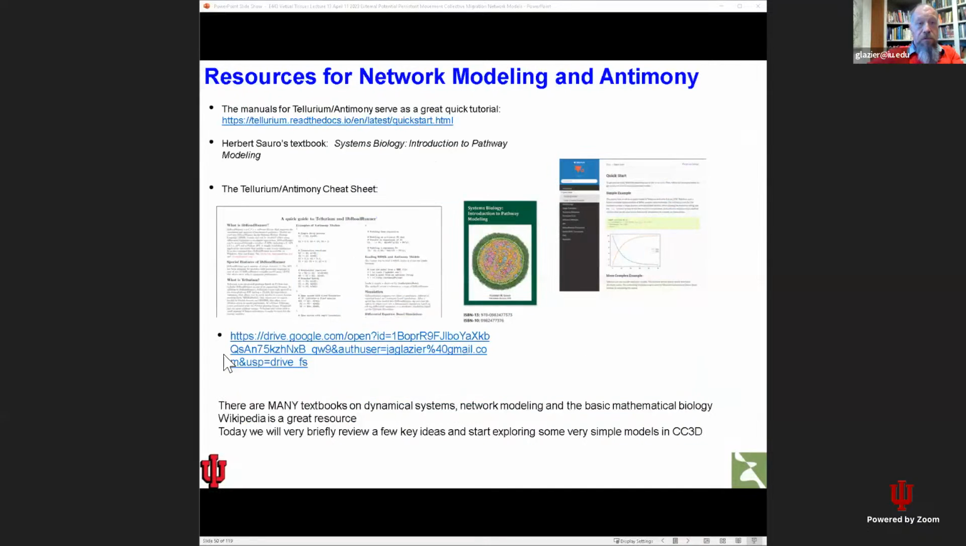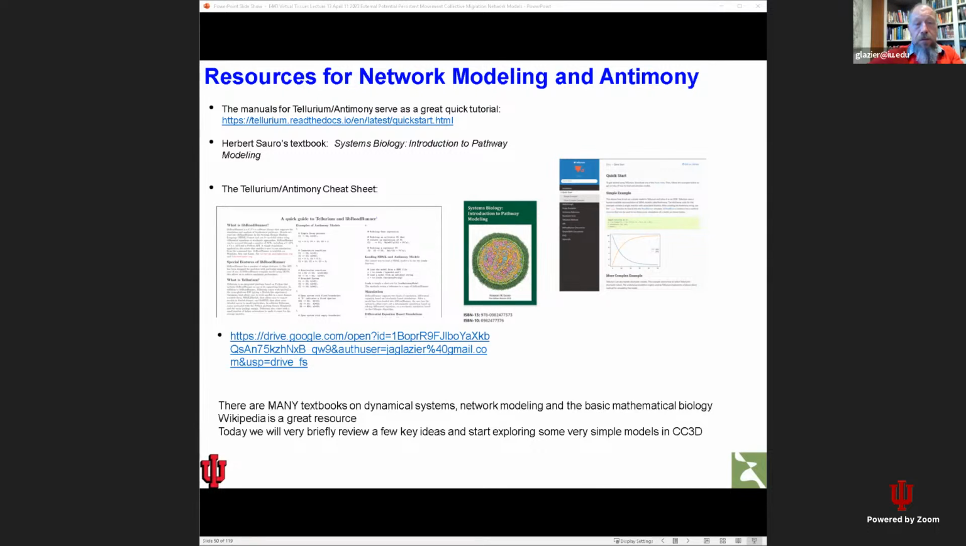There are a whole variety of resources that we have specifically for this. The fall course is taught out of a textbook by Herbert Sauro called Systems Biology: Introduction to Pathway Modeling, which I like because it's very simple. There's also a nice online quick start manual, which I recommend people have available to them, and I'll put the link in the chat here. So if you want to have an online manual, I recommend looking at the Read the Docs for Tellurium, which is here. Put it in the chat.